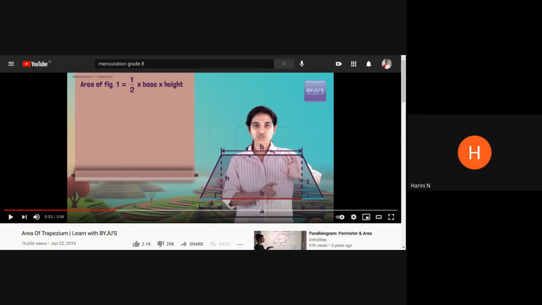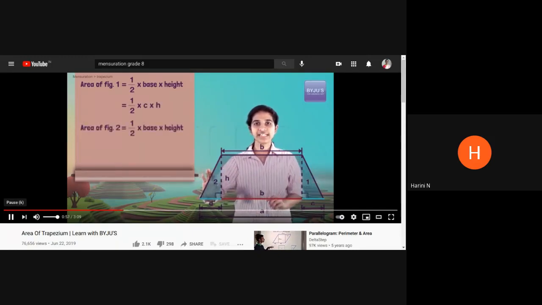Finish, ma'am. Okay, so I'll just play it forward. Half C into H. Similarly, for this triangle, it will again be half base into height. So half D into H. I hope you're writing it. The second figure, again, is half into base into height, which is the second triangle that she has shown here. So it will be half into D into H.